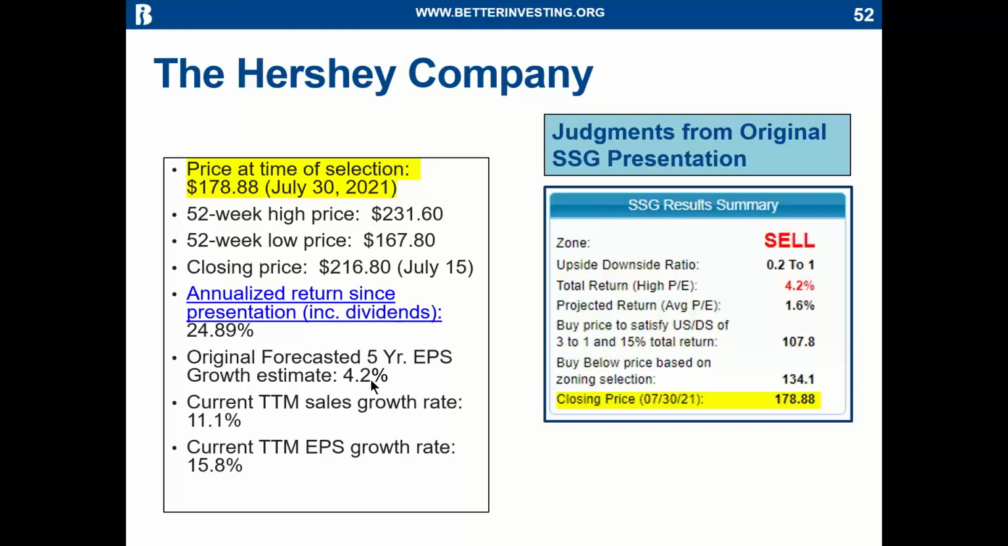It was overpriced. It was way overvalued at that time, and you can see the total return was 4.2% with the projected return of 1.6%. Now, half of those returns were also based on dividends. So about half of the returns were using dividends to achieve those returns. Next slide.